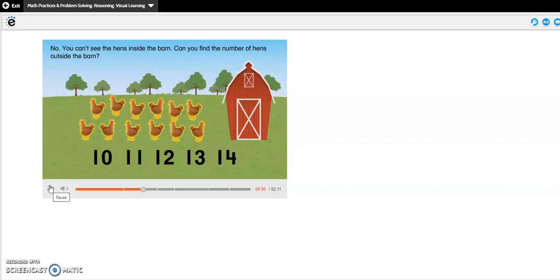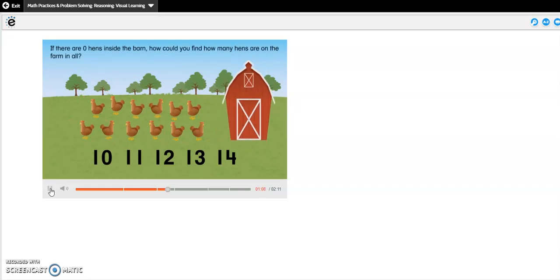Can you find the number of hens outside the barn? Okay, so we already counted them, and we said that there were 12. Let's see if we were correct. Yes, you can count the hens you see outside. How many hens are outside the barn? There are 12 hens outside the barn.